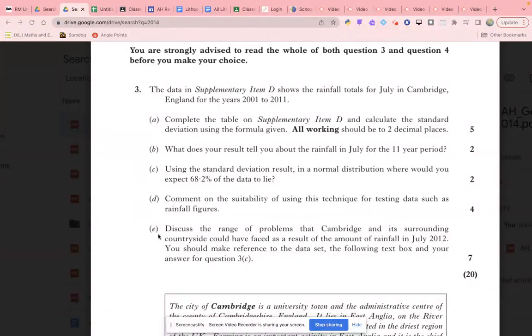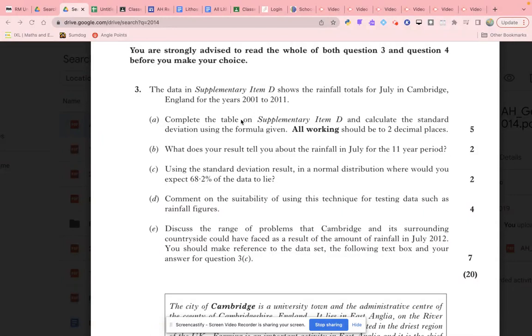Now, in this example, we are given the rainfall totals for July from a town in England, Cambridge, and those totals are between 2001 and 2011. In the old format exam, you would have been asked to calculate the standard deviation. And that's not what you're required to do these days. Rather, these days, you're required to simply explain or outline what the result actually means.